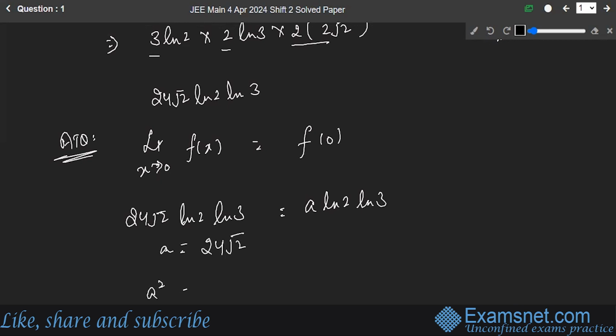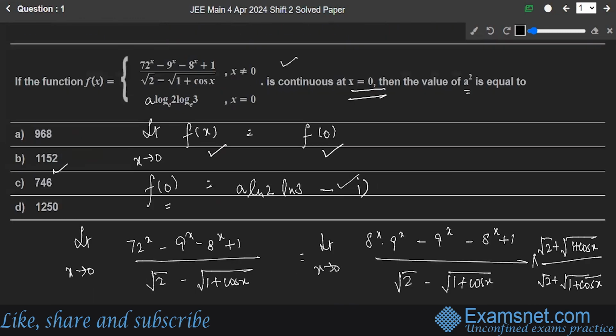What you have to find out is a square, which is (24 root 2) square, which is equal to 576 into 2, which is 1152. So this is the answer to the question, option B. Hope you're clear with this. Let's move to the next question.